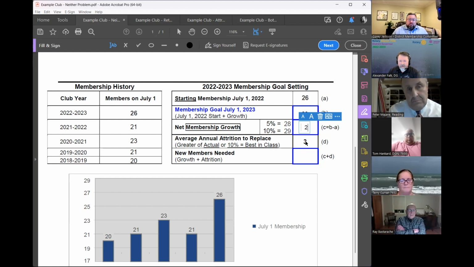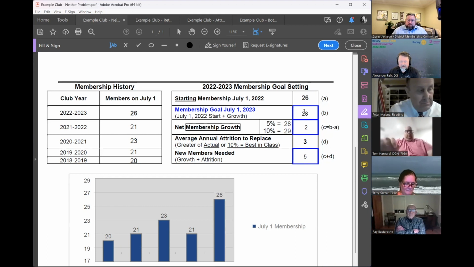Well, I might lose more, I might lose less, but on average over the last 3 years, I would forecast that we're going to lose 3 members in this example club. And so what I really need as a membership goal in terms of new members is 3 plus 2 is 5, C plus D, right? And so that's how you use this membership goal setting worksheet. You define what your target is at year end. You look at what that means as a net growth, and then you add the attrition that you need to replace to get to your actual goal of how many new members you need to recruit this year to come out at that number at the end of the year.